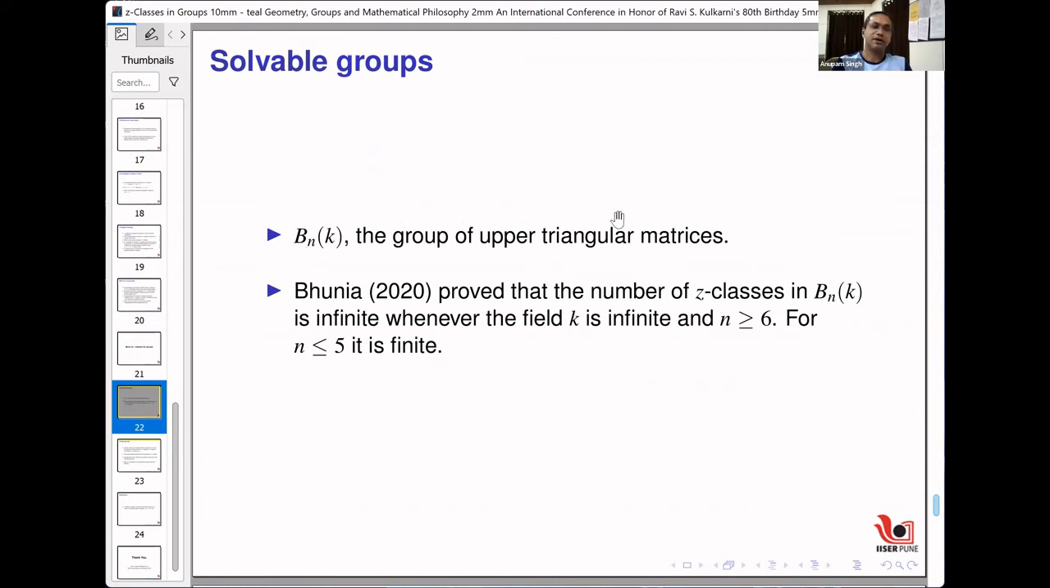So if you look at the upper triangular matrix group, we can denote it by B_n(K). The notation is thinking of it as a Borel inside GL_n. So look at the upper triangular matrices. If I try to compute G classes, it turns out that for n less than or equal to 5, it is finite. But as soon as we go to n equal to 6, and the field is infinite, it is always infinite. This was proved by Bhunia in a 2020 paper: the number of G classes in B_n(K) is infinite whenever the field K is infinite, for any n greater than or equal to 6.